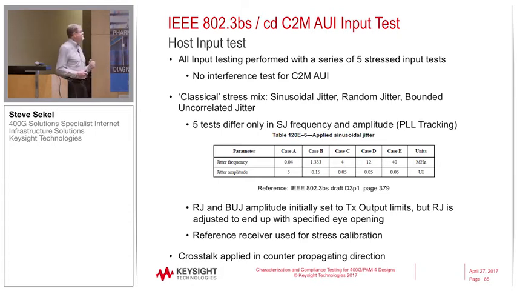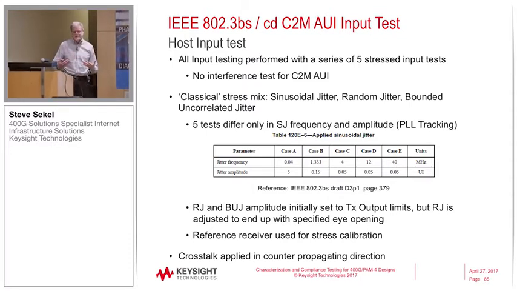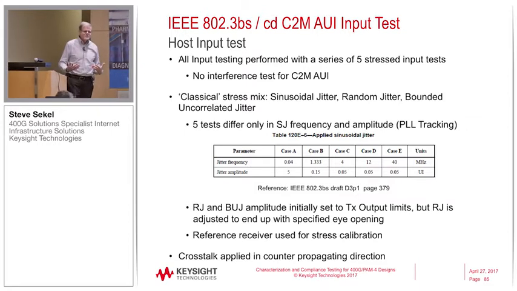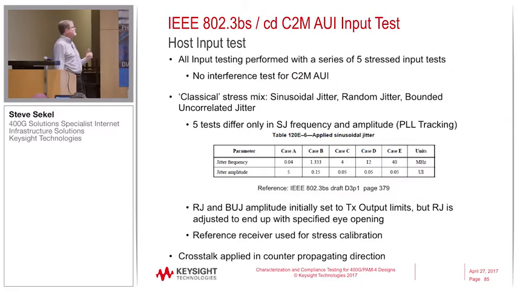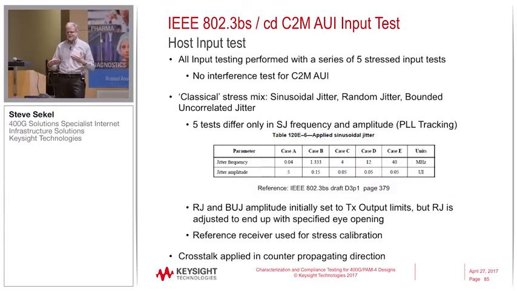So I'm going to start with the electrical situation. AUI is attachment unit interface. Basically, that's the electrical interface. So 802.3bs is primarily an optical standard, but it does also cover the chip-to-module case as well as the chip-to-chip case. So this is a host input test. All is done with a series of 5 stressed input tests. So they're combined. They do not have a separate interference test and jitter test as some of the longer reach standards do. So everything's combined.